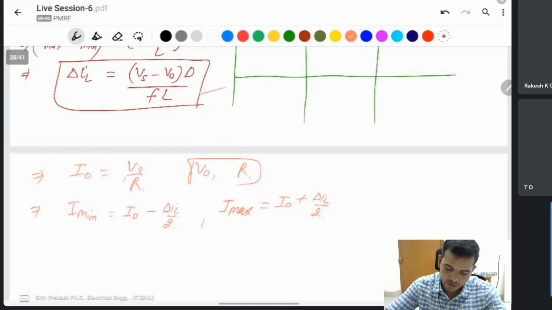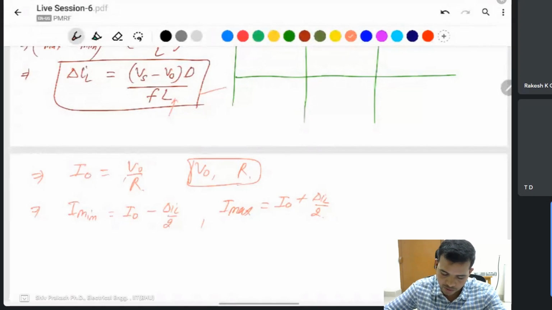You find the ripple this way. All of you know this is also how the inductor is designed: with Vs and V naught, or the voltage we want to find, the duty cycle is defined by the output voltage, the frequency is also defined, and then you find delta IL.